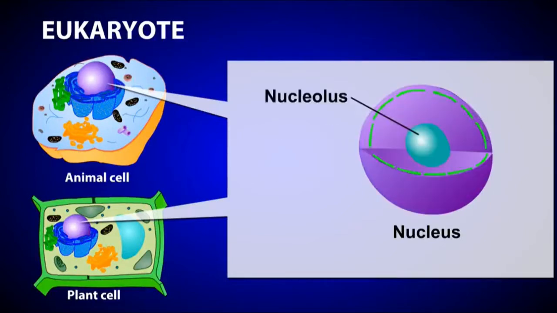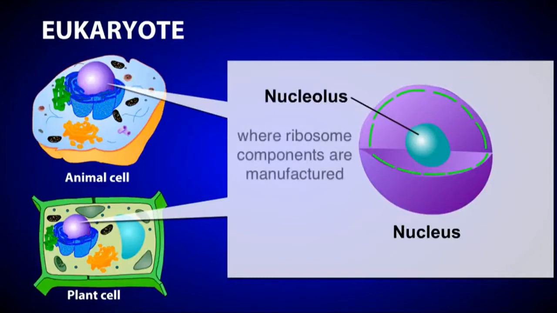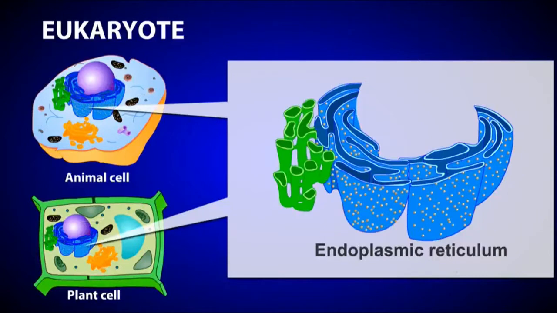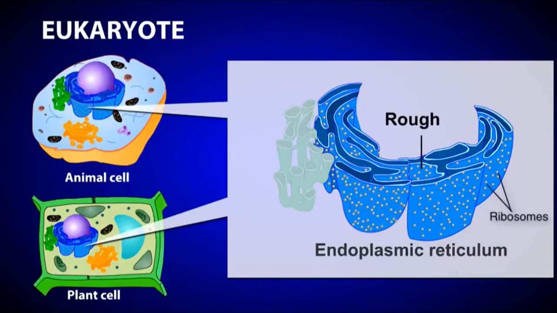The dark structure inside the nucleus is the nucleolus. This is where the components of the ribosomes are manufactured. The endoplasmic reticulum, or ER, is a membranous network of sac-like structures in the cytoplasm of the cell. The ER is divided into two distinct types based upon structure and function. The rough ER is studded with ribosomes, the location of protein synthesis in a cell. The presence of the ribosomes gives this ER its rough appearance.